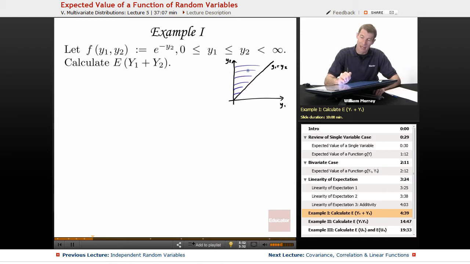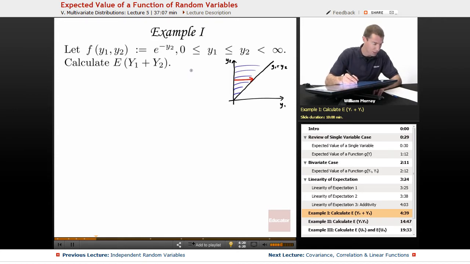And I want to describe that region because I'm going to be setting up a double integral to calculate this expected value. And it looks to me like it's easiest to describe it, let me draw this in red, it's easiest to describe it listing my y2 first and then my y1 in terms of y2. The point of that is that I'll have one more zero to deal with when I set up my limit, so that'll make things a little bit easier.